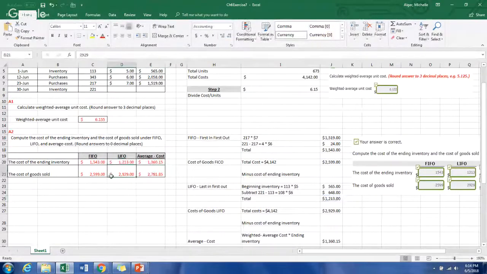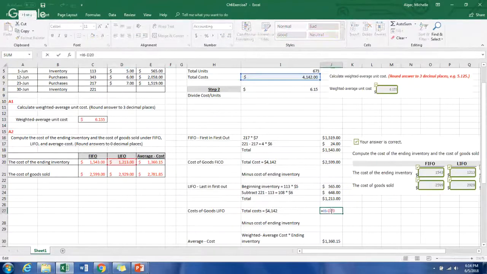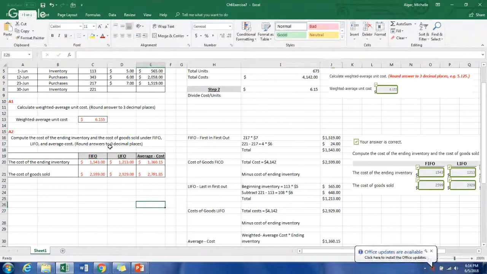Then you're going to try to get the cost of goods sold for LIFO. And you're going to do the same as you did for FIFO. You're going to take your total costs of $4,142, and you're going to subtract your cost of ending inventory of $1,213, and you're going to come up with $2,929. And again, you are actually rounding these to the 0 decimal point, so most of all these are rounded. Unfortunately, I forgot to do the rounding right here. Oops.